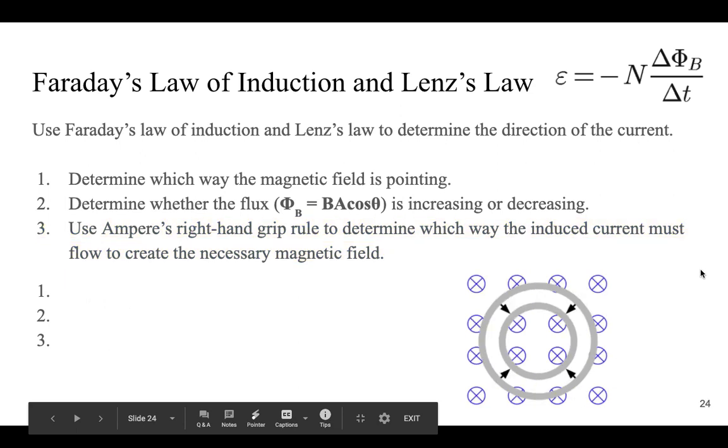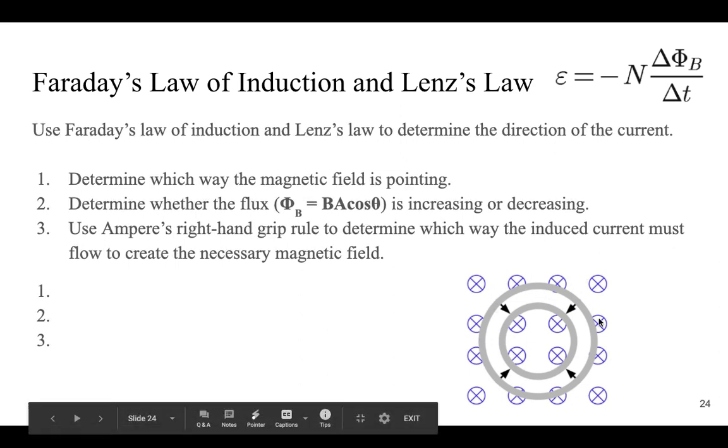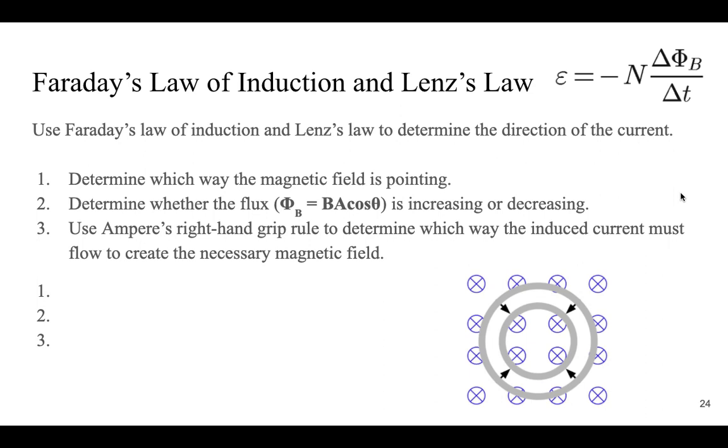So another example. This time we have a big loop like this, and something is going to cause this loop to shrink. So maybe this loop is made of coils, and the coils are all going to shrink. So the first thing we have to do is determine which way the magnetic field is pointing. So the magnetic field is pointing into the page in this case. We're looking at the tail feathers of these arrows. So now we need to determine whether the flux is increasing or decreasing. Well, look at your formula for flux. In this case, B is the same and the angle is not changing, but the area is getting smaller. So that means the flux is decreasing.